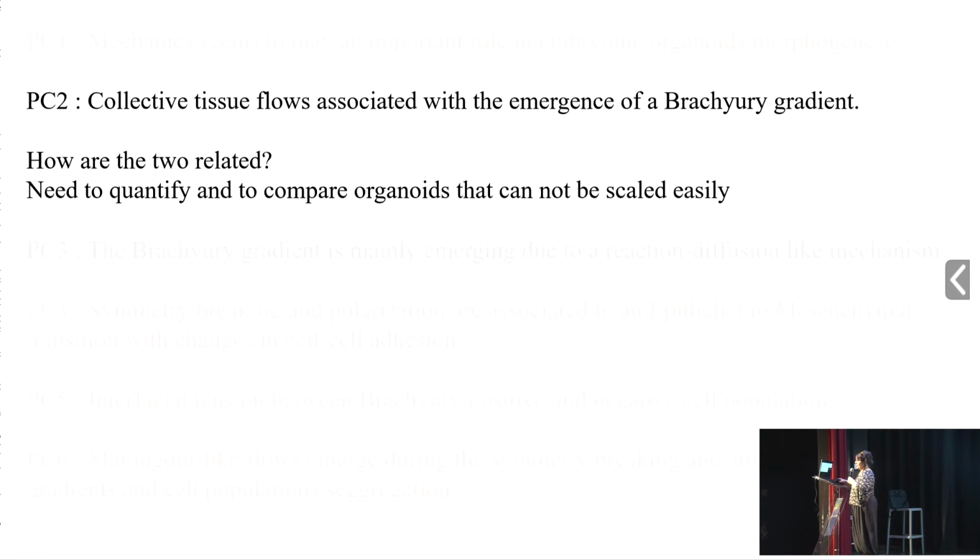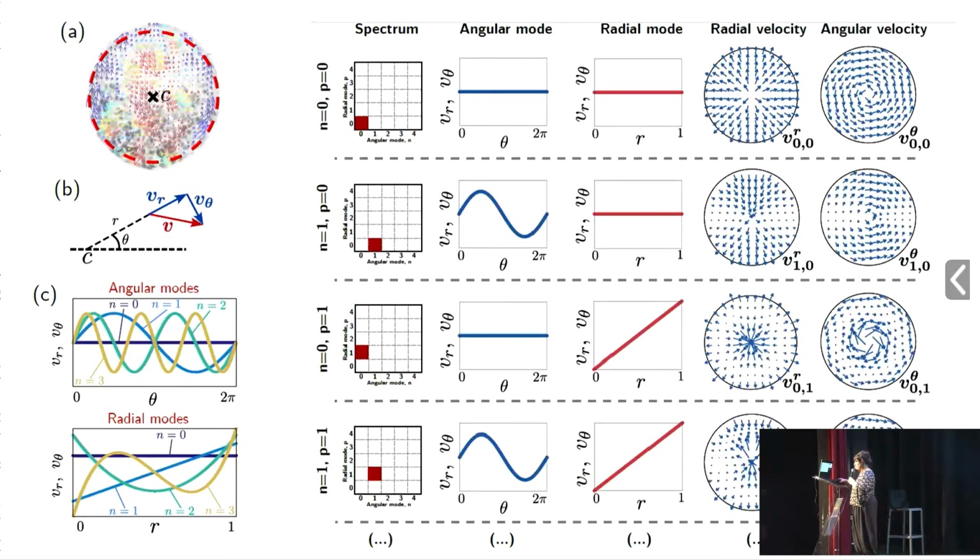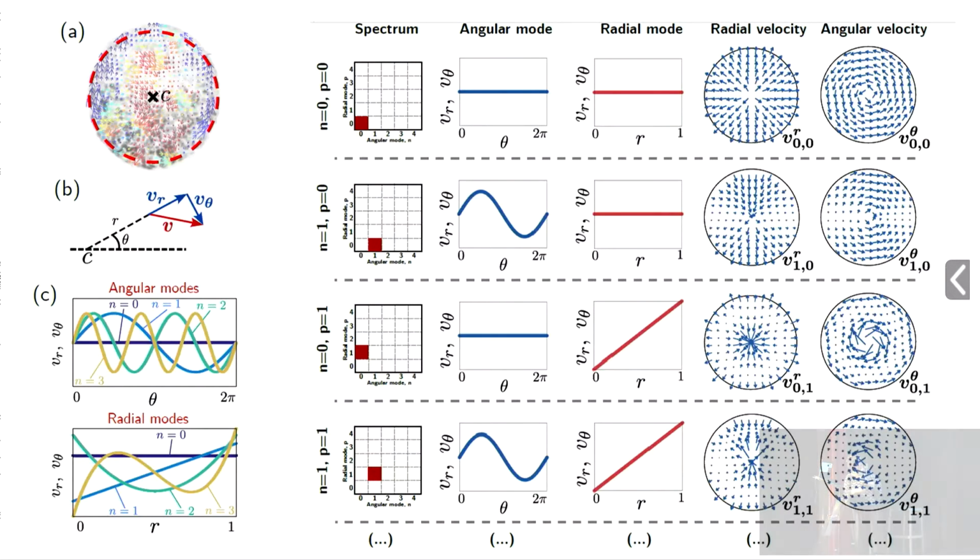So, partial conclusion. It's the first time I do partial conclusions, but I think it's maybe good. Collective tissue flows are associated with the emergence of a brachyury gradient, it looks like the case. And how do we relate the two? I'm going to skip that because it's not really interesting. I mean, it's interesting, but it's technical. Just the way we do that is to project these velocity fields onto a kind of equivalent of a Fourier basis, but in a circular domain.